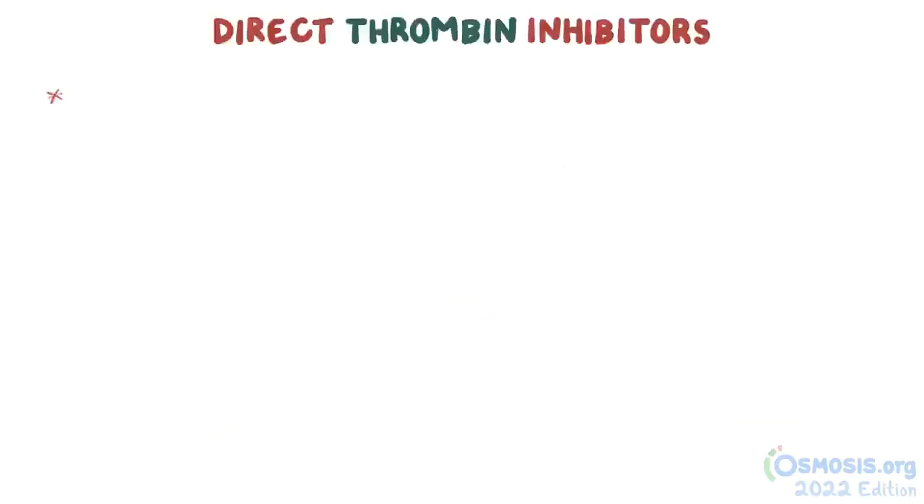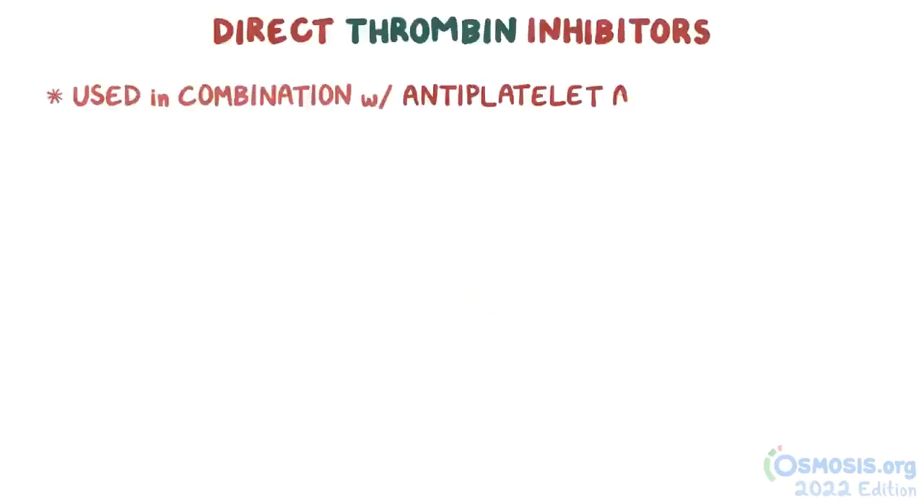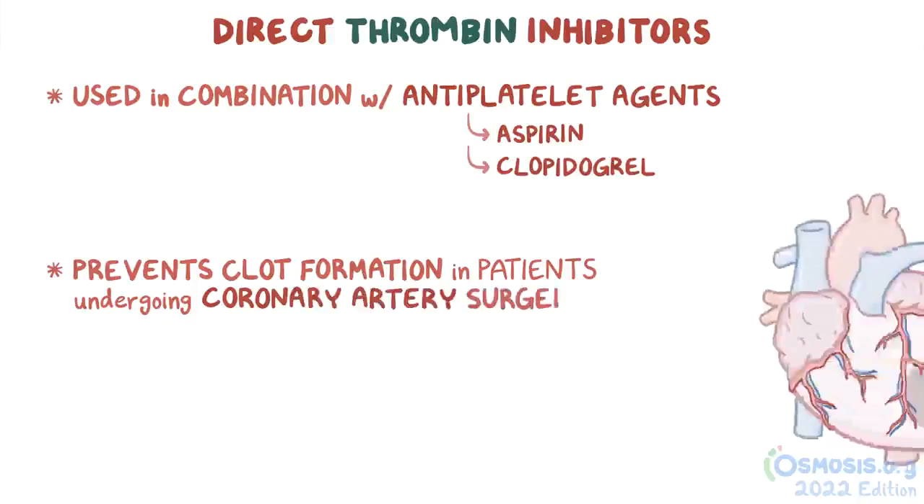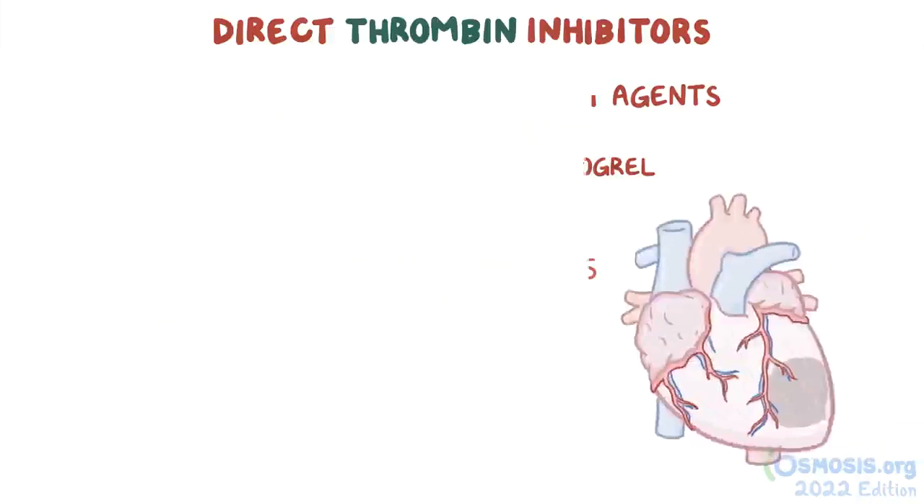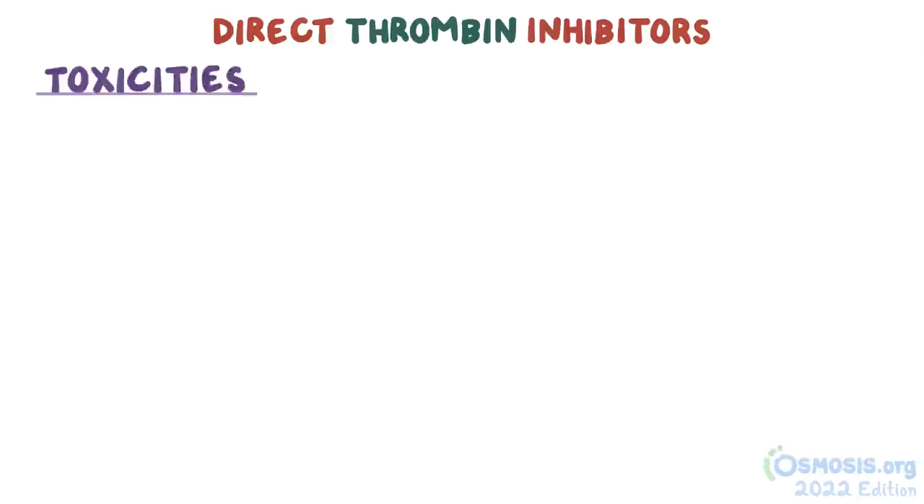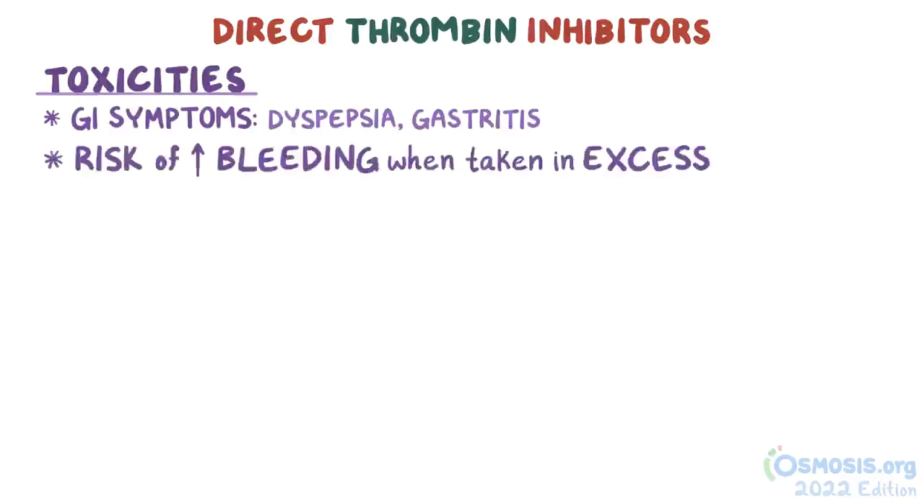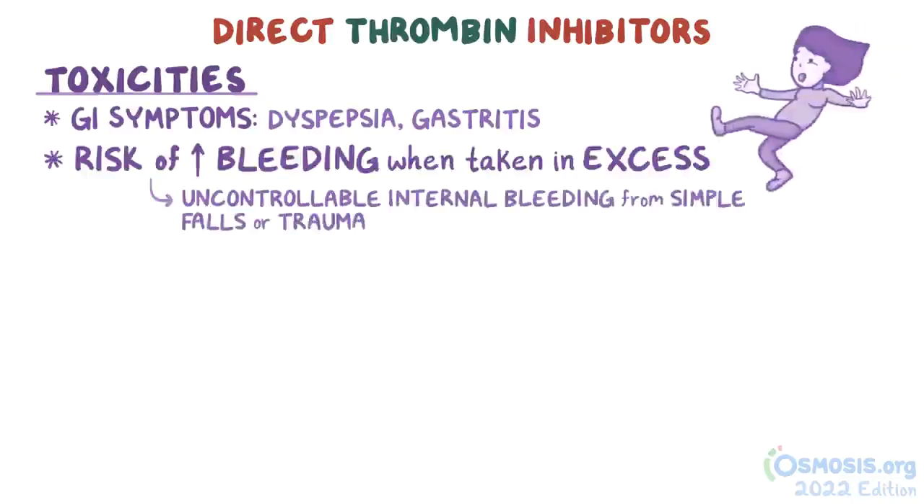These medications are also used in combination with antiplatelet agents like aspirin and clopidogrel to prevent clot formation in patients undergoing coronary artery surgery. In terms of toxicity, direct thrombin inhibitors are associated with GI symptoms like dyspepsia and gastritis. However, the most dangerous thing is the risk of increased bleeding when taken in excess. This could lead to uncontrollable internal bleeding from simple falls or trauma.